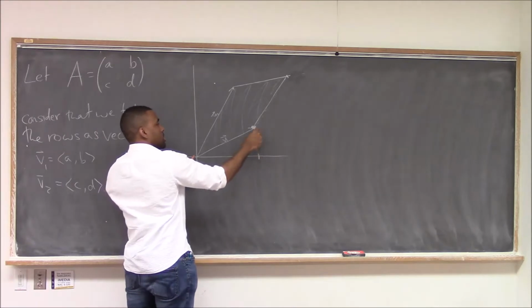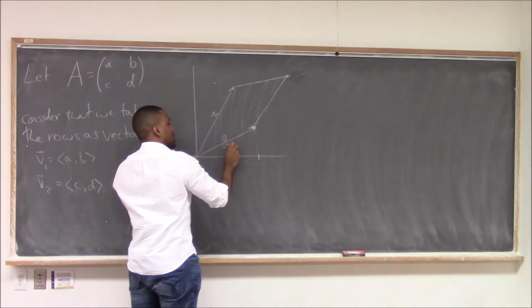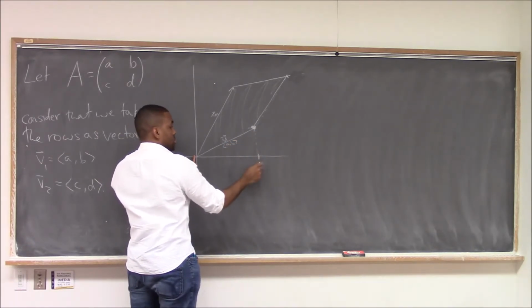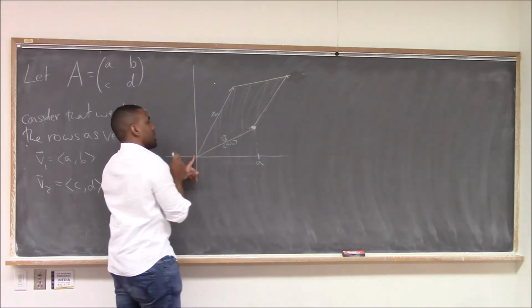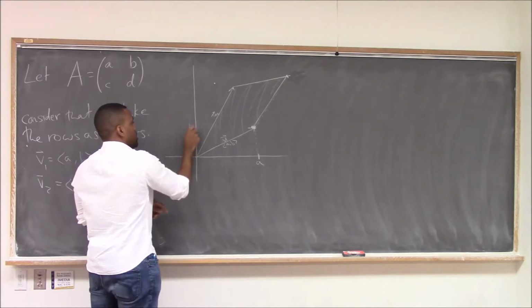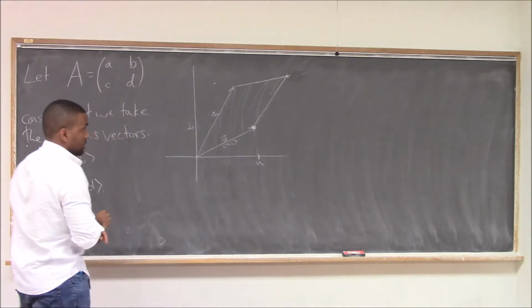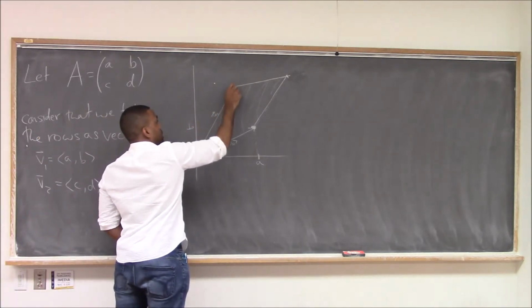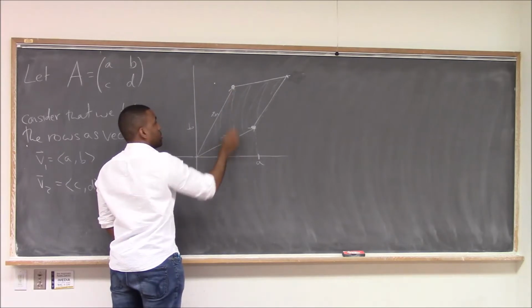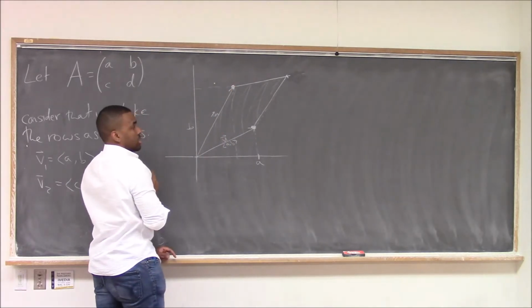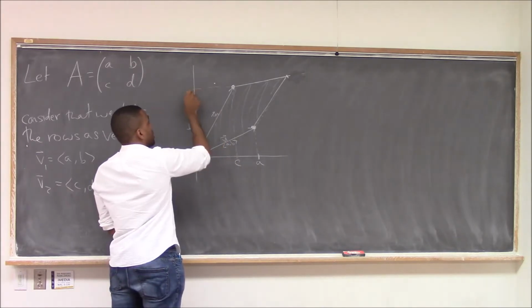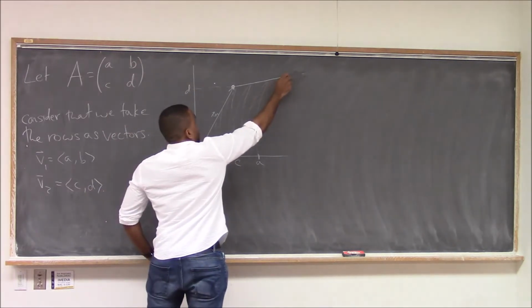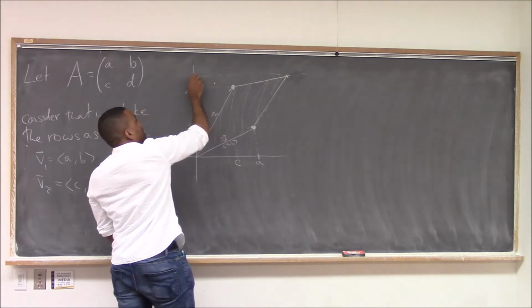Now, what is the value here? This is V1. This is A comma B. That has distance A, right? And so the Y value over here would be B. And what about this one here? Look at the X and Y components of that one. C here, D here. So let's say I bring this over here.